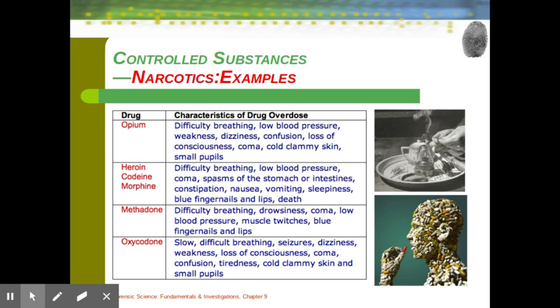Methadone. So some people who are trying to get off heroin will take methadone as sort of a step down off of it. But again, you can overdose on methadone and get the same symptoms, muscle twitches, blue fingernails and lips. Oxycodone is Oxycontin, if you've heard that term. Slow, difficult breathing, seizures, dizziness, weakness, cold, clammy skin, small pupils. Again, death for all of those things.